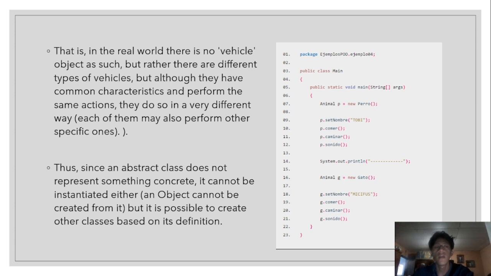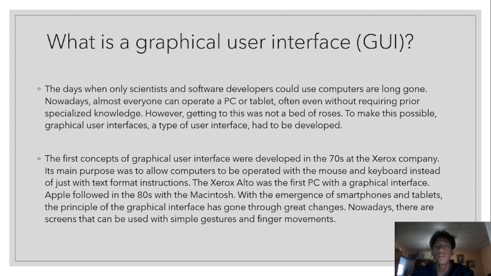Each of them may also perform other specific actions. Thus, since an abstract class does not represent something concrete, it cannot be instantiated either. But it is possible to create other classes based on this definition.